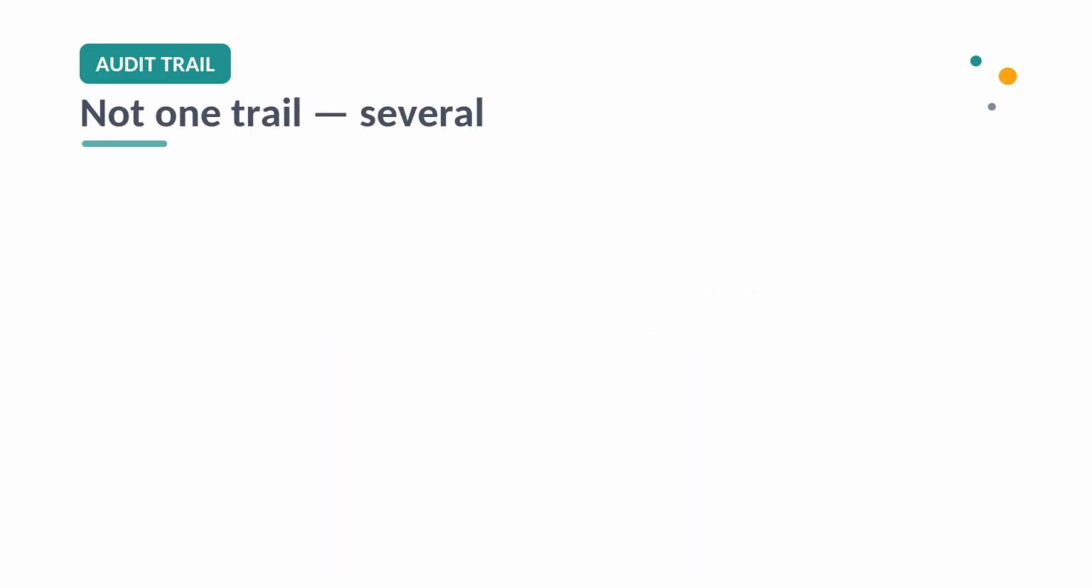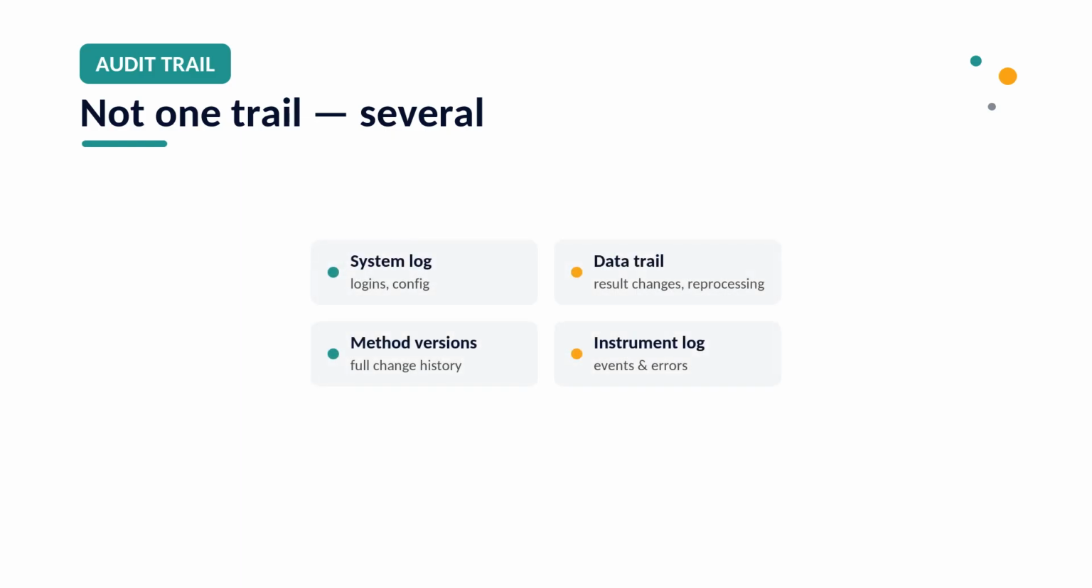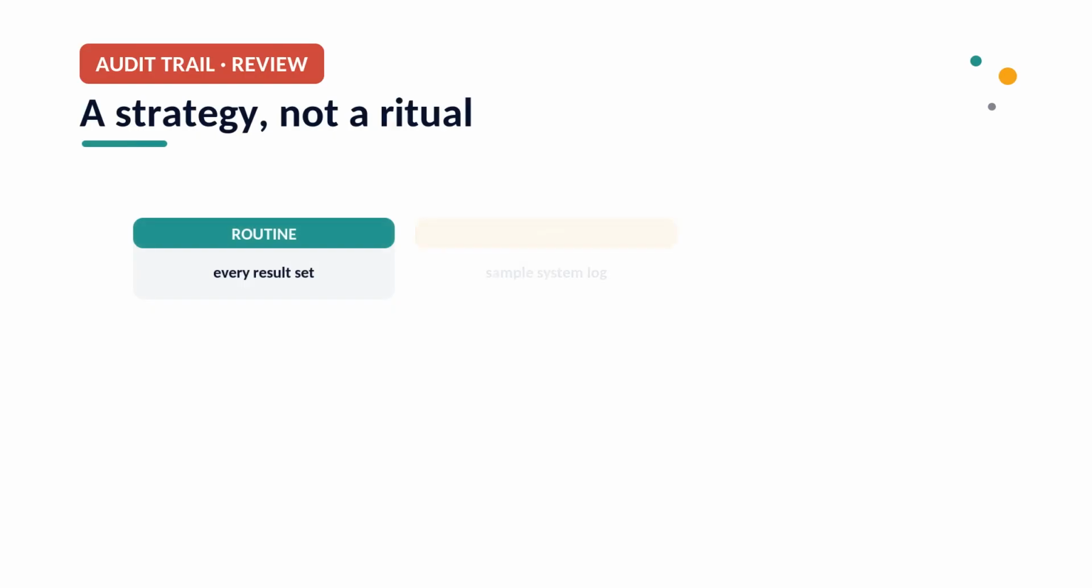And it isn't one trail. A modern system keeps several: a system log for logins and configuration, a data trail for result changes and reprocessing, method version history, and instrument logs. One inspector question can touch all 4. Knowing where to look is a trained skill, but an audit trail nobody reads protects no one. Review has to be a strategy, not a ritual.